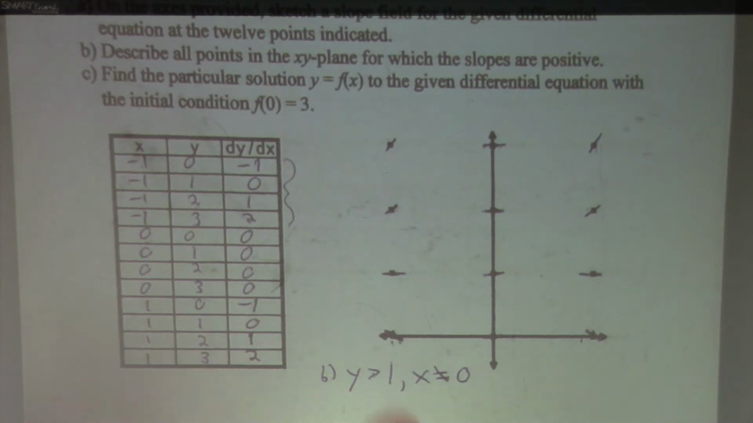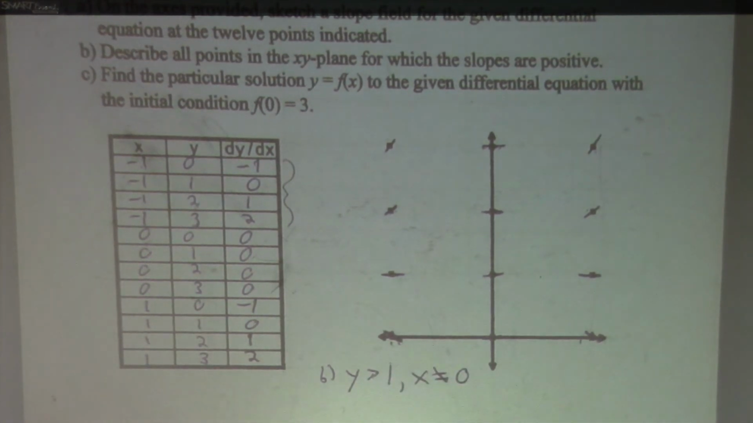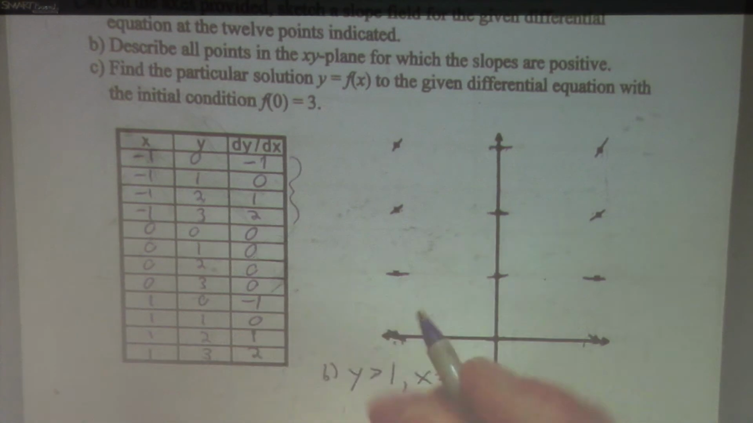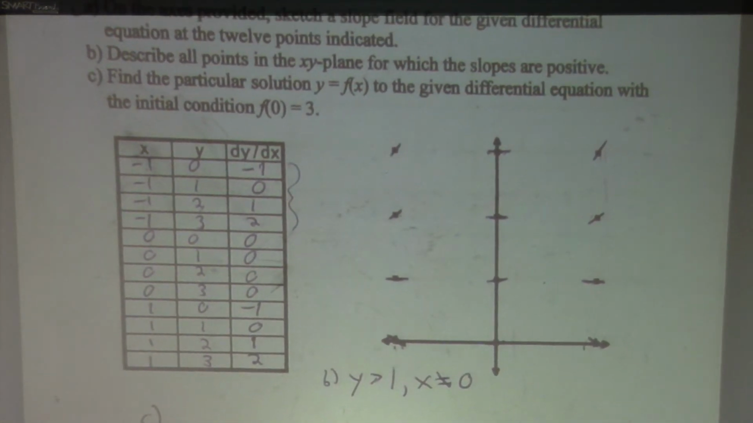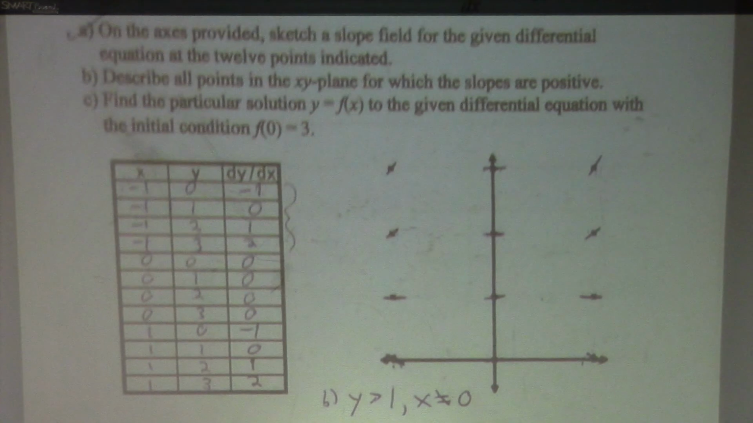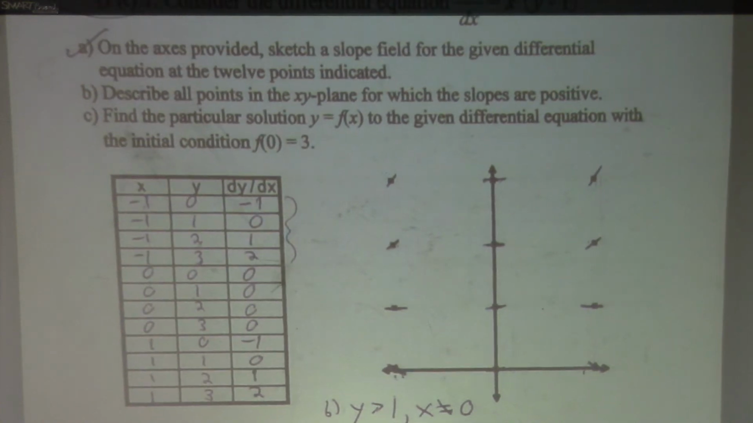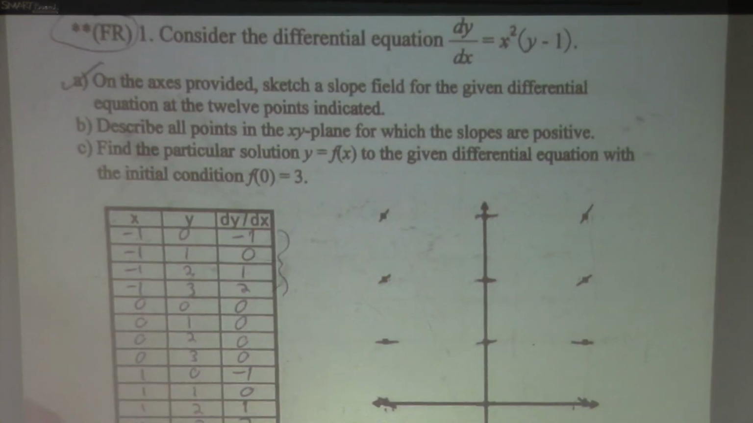That's probably the most precise way you could write that. Okay, part C is going to bring in previous skills from the last note card. Find the particular solution y equals f of x to the given differential equation with the initial condition f of 0 equals 3.